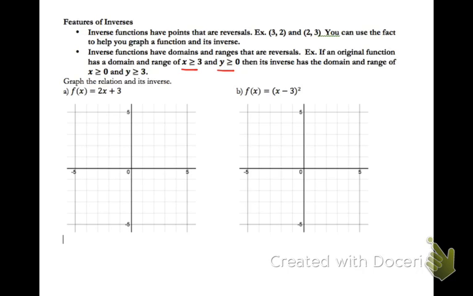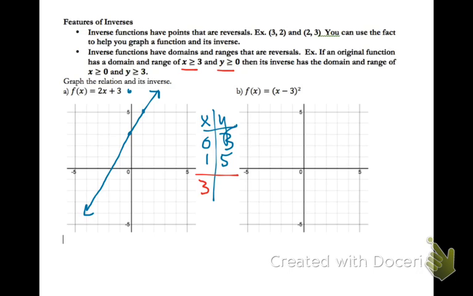So let's use those features to help us graph the relation and its inverse. And I'm going to start with the original graphing in blue. Since I can recognize this as a linear equation, my first point goes at (0, 3), and then I'm going to go up 2 and over 1, and I'm just going to draw that line. Okay, so I graphed the point (0, 3), and after following my slope, I graphed the point (1, 5). So in red, I'm going to write my inverse points. So that'll be (3, 0) and (5, 1).